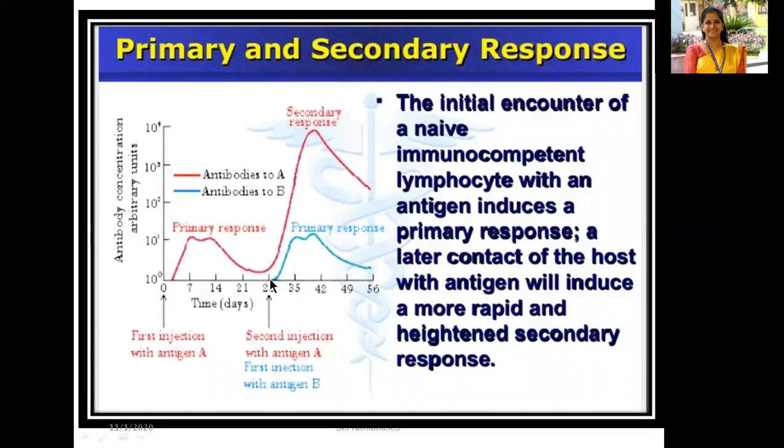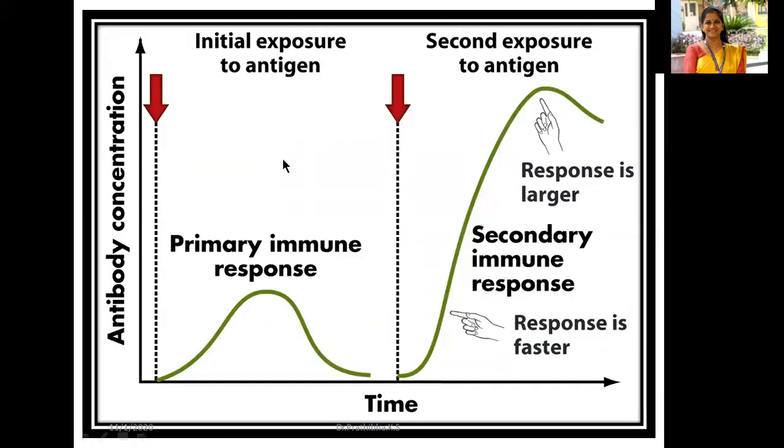And in this case, if you inject another antigen, a fresh first injection with antigen B, for the first antigen there will always be a primary immune response. The primary immune response is a very delayed type of immune response. When the same antigen B is injected for the second time, what happens? The secondary immune response will be more rapid and heightened. So just keep in your mind, in the primary immune response you can see the presence of IgM. The secondary immune response will be by the IgG immunoglobulin molecule.